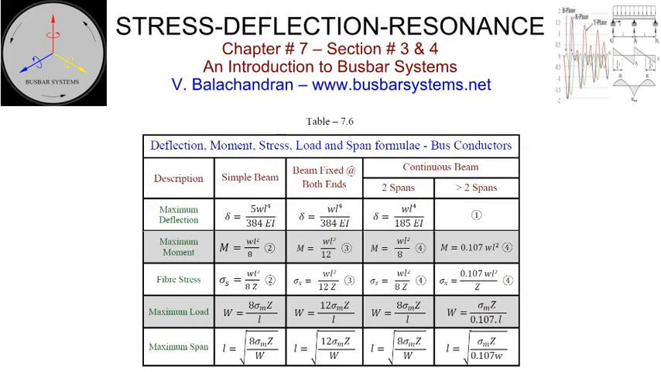1. Maximum deflection occurs in end spans and is more than that for a continuous beam of 2 spans. 2. Maximum moment and fiber stress for simple beams occur at the center of the span. 3. Maximum moment and fiber stress for beams fixed at both ends occur at the point of support. 4. Maximum moment and fiber stress for continuous beams occur at second support from each end.